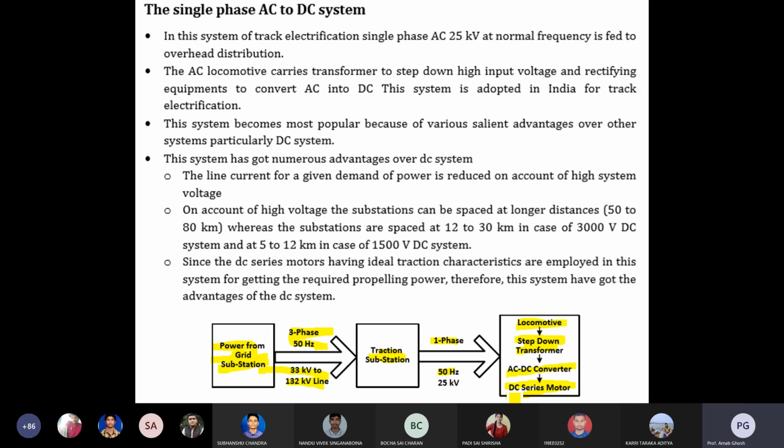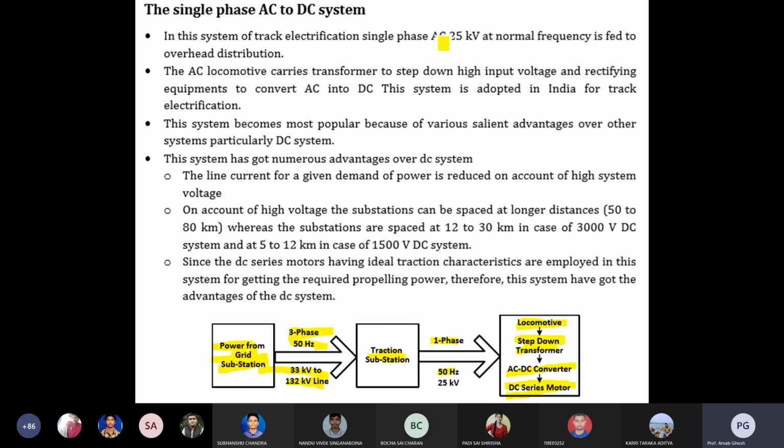Based on the travel distance, the voltage rating of the motor also changes. For our normal suburban and urban service, we use a 600 volt level. For mainline service, we go for more, sorry, 1500 to 5000 volts.